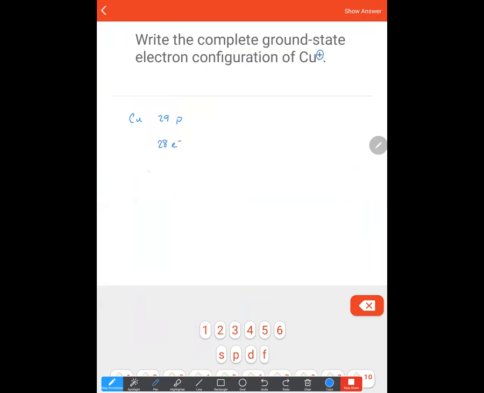So we're going to start our configuration, 1s2. So there's 2 electrons, then 2s2, 2p6. So we're at 10. Then next is 3s2. That's 12. 3p6. Now we're at 18, and we need 28, so we have 10 left. So the way this typically goes would be 4s2 next, and then 3d8 would be our 28.